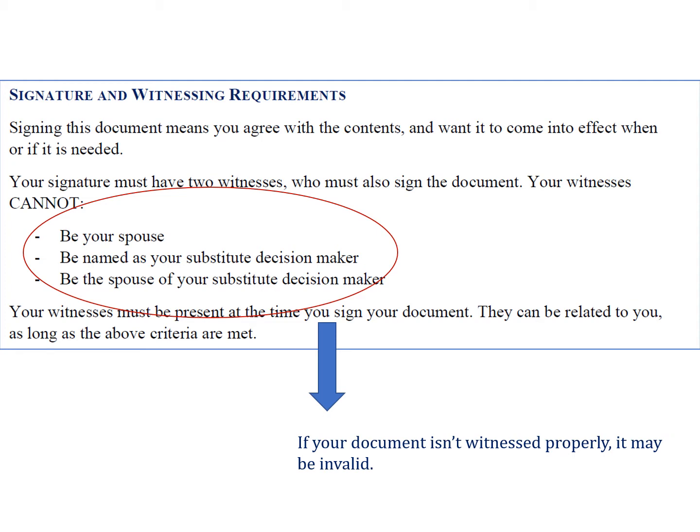We also made sure to look at the signature and witnessing requirements so that your document is valid if you make it at home. One of the biggest concerns for DIY kits for legal documents is that they aren't executed properly. So there are instructions in here for making sure that your signature and your witnesses and everything that you need to make sure that your document is valid, the information's in here to make sure that it's done properly.